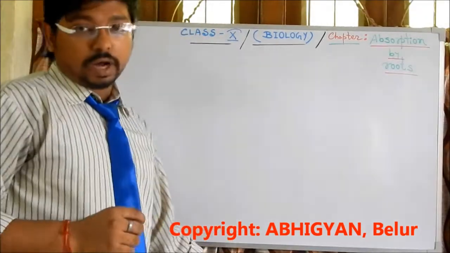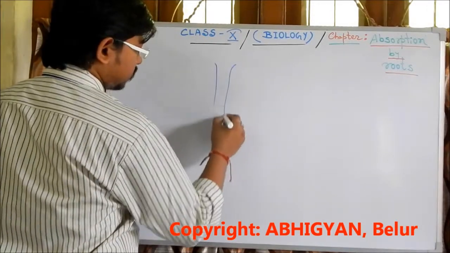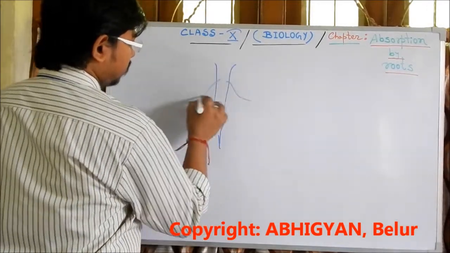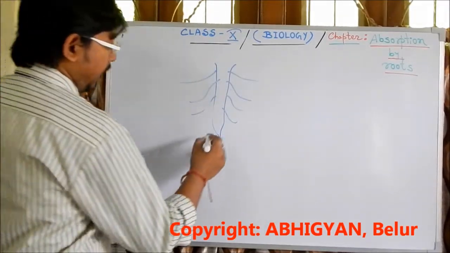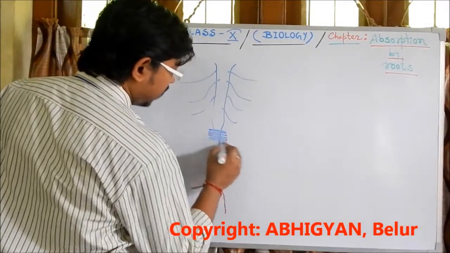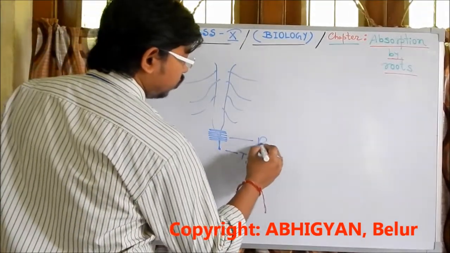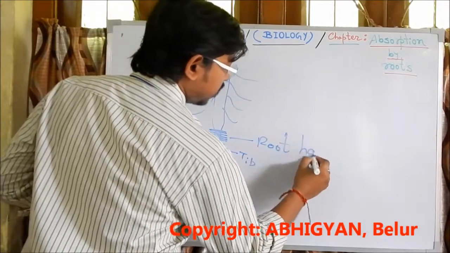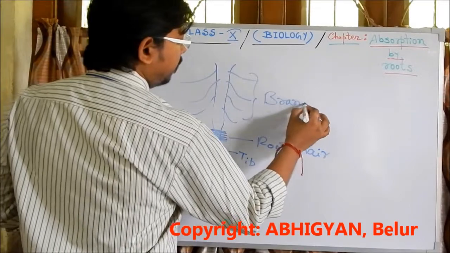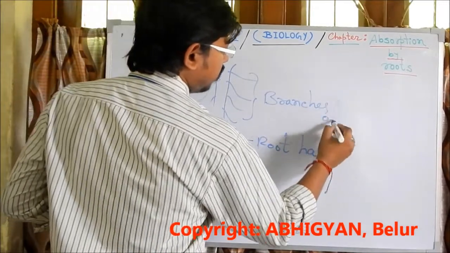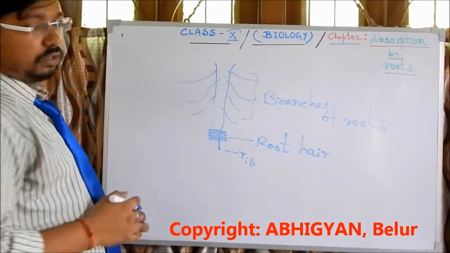So if you draw a diagram roughly, then we can see generally this is the structure of the root, and this is the different type of root that branches, and here is the root region, and this is the tip portion. And these are the branches of roots, and this is actually the root system.